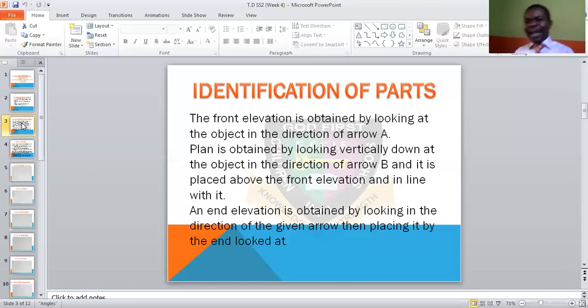We have in our last class discussed the front elevation, shown by a particular arrow as being given. Then the plan, what you see when you look from above, that is vertically downward. We've also discussed the end elevation. That is what you see here and here. In drawing orthographic projection, we discussed the first angle projection, and we also discussed the third angle projection.